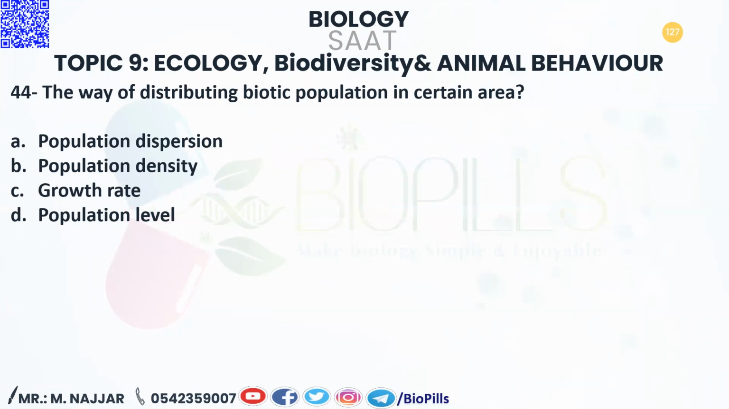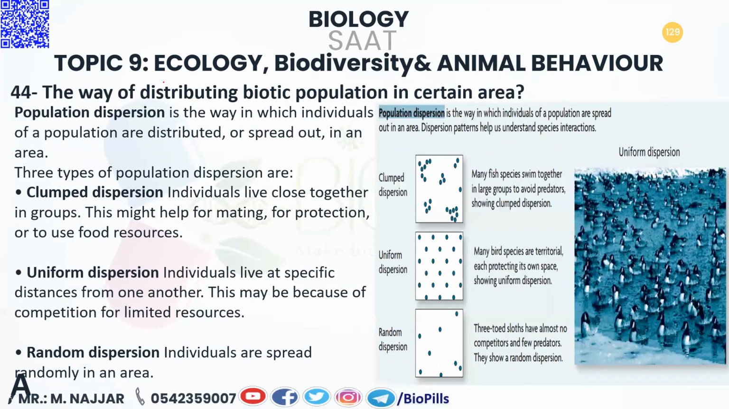Question 44. The way of distributing the biotic population in a certain area. So what is the way by which the biotic population is distributed in a specific area? This is the exact definition of A, population dispersion. B, population density, C, growth rate, D, population level. Yes, exactly. The population dispersion is the way in which the individuals are dispersed.